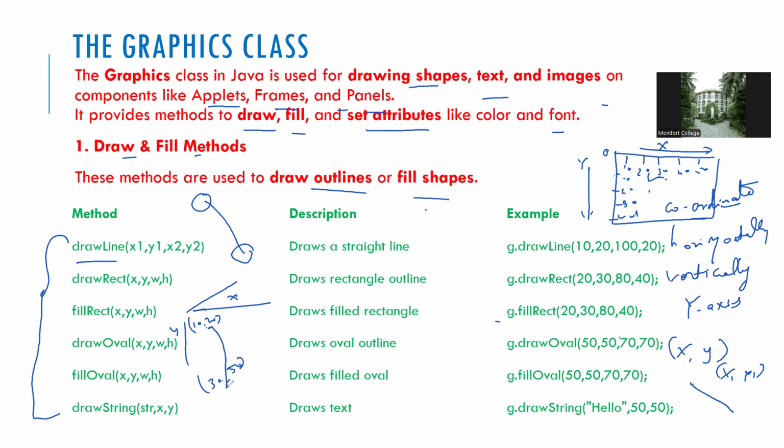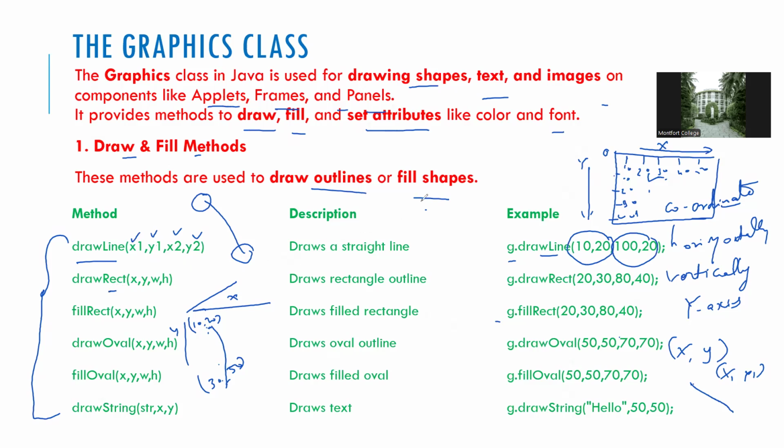Here we need four values: x1 value, y1 value for the first point, x2 value, y2 value for the second point. So g is the object, and drawLine is the function which is going to plot a line from this point to this point. Coming to the next one, drawRect, which means a rectangle will be drawn.